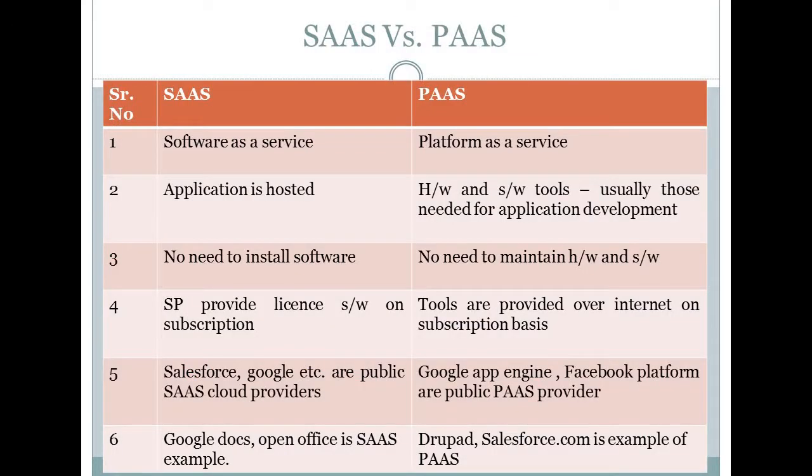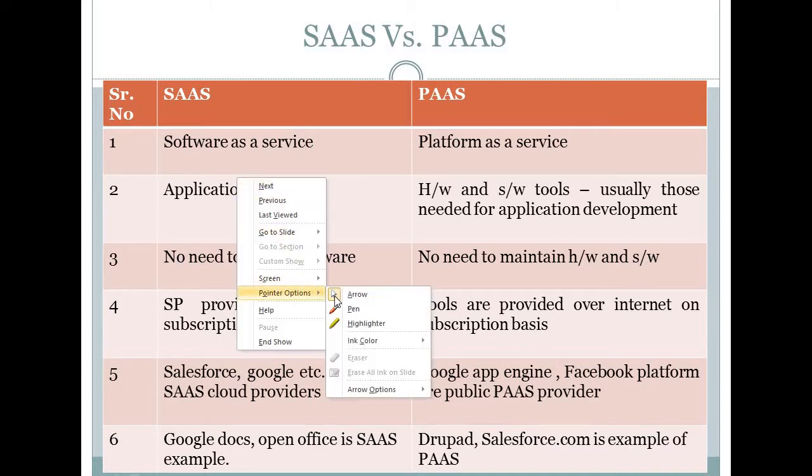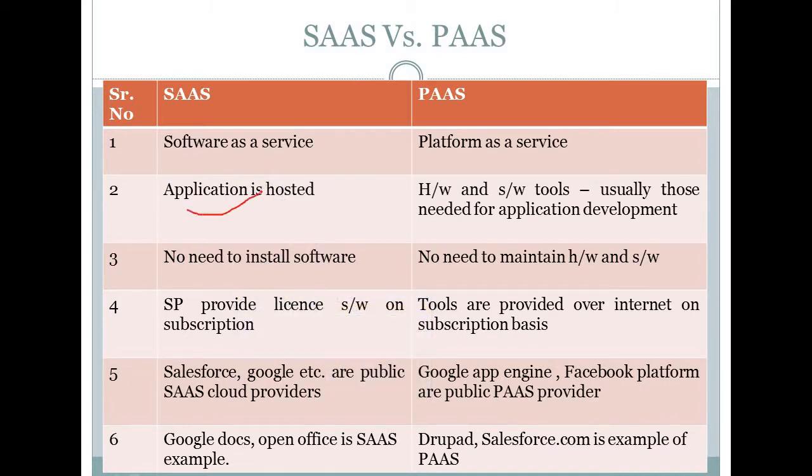Now we will see the difference between Software as a Service and Platform as a Service. One obvious difference is that here the application or software is given as a service, and there the application environment is given as a service. No need to install the software and maintain it. The same here, no need to maintain any hardware and software. The CSP provides licensed software on a subscription basis. In the case of PaaS, all the tools are provided based on the subscription.